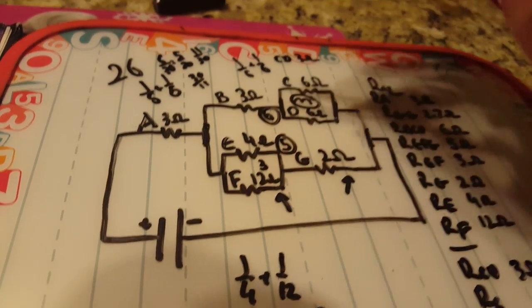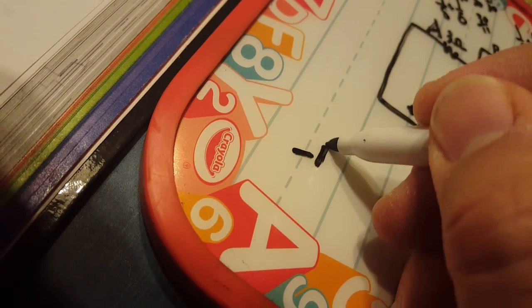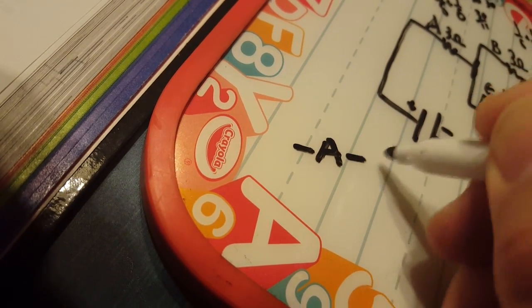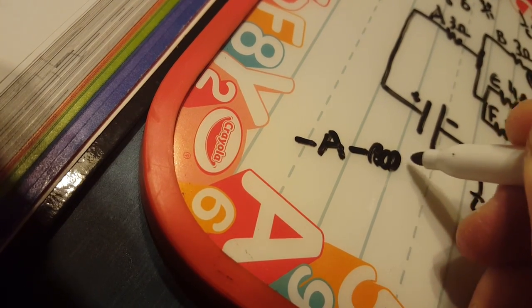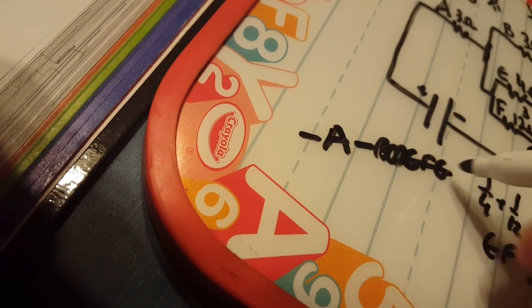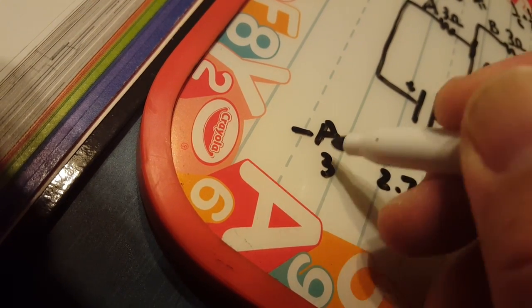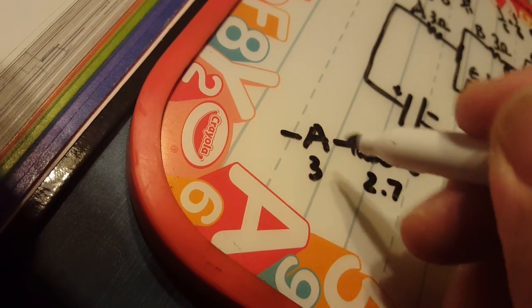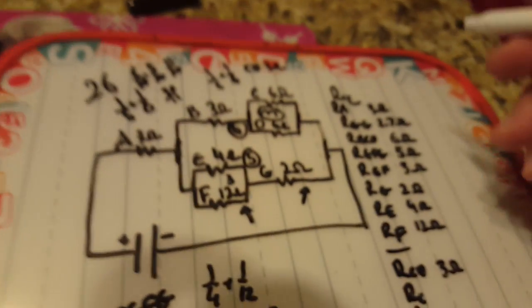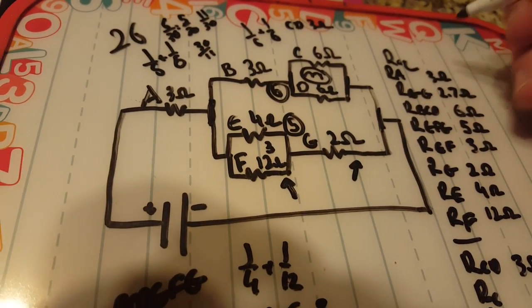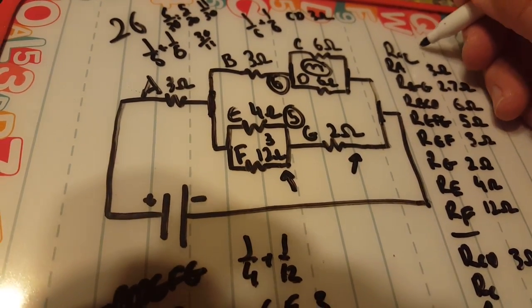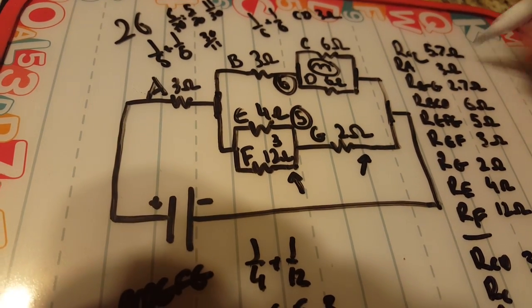So now what we have, and let's come down here, is a circuit where A is in series with B, C, D, E, F, G. This is 3, and that's 2.7. That's everything but A, so that's a series, therefore, readjust. Therefore, the equivalent resistance is 3 plus 2.7, 5.7 ohms.